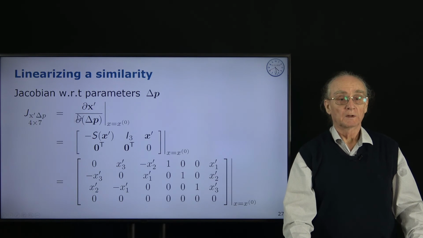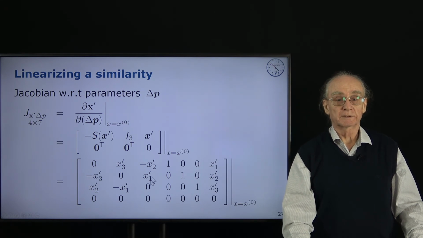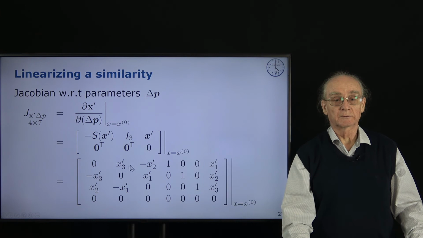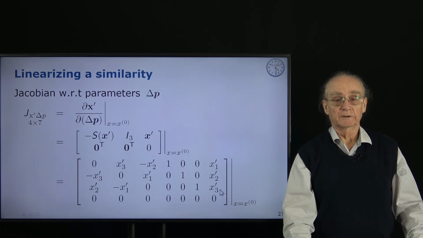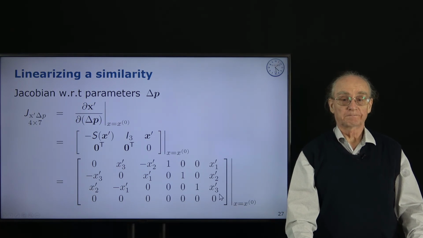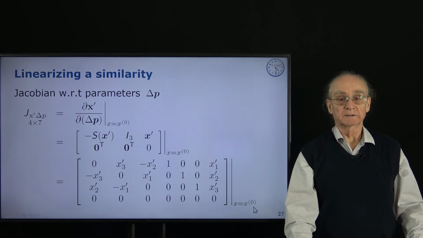So the Jacobian of our transformed point with respect to the parameters is nothing else than this matrix, or if we write it out, it is the skew-symmetric matrix of the transformed point, negative, with entries x1 prime, x2 prime, x3 prime. Then we have the unit matrix here, and we have here the transformed point. Again, to be evaluated at x equals x0 and a0.